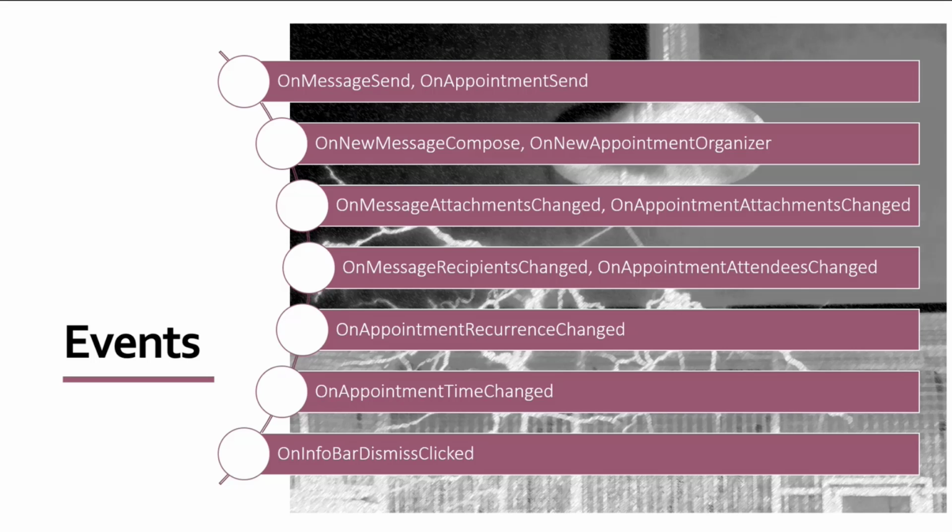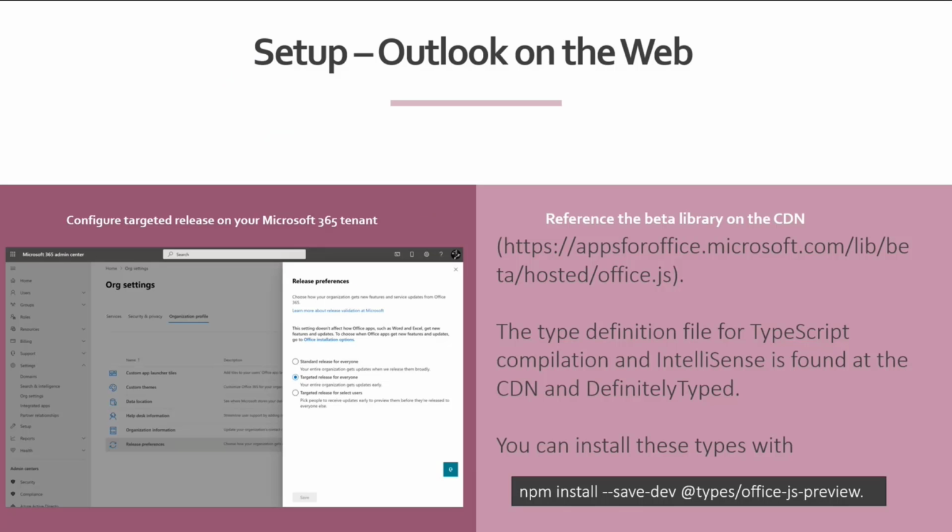Now, if you want to take advantage of these, there have been some updates since I wrote this deck on the availability: it's now in the 1.11 requirement set, and it's released general availability. At the time I wrote this, you had to be in the targeted release channel, but I believe from what I've learned, it is now in monthly release, and in the future it'll be in semi-annual release. So if you want to take advantage of these and you're not in that particular release channel, you may have to adjust your beta library references as necessary, and you can always install the type definition files for TypeScript and whatnot in your developer environment.